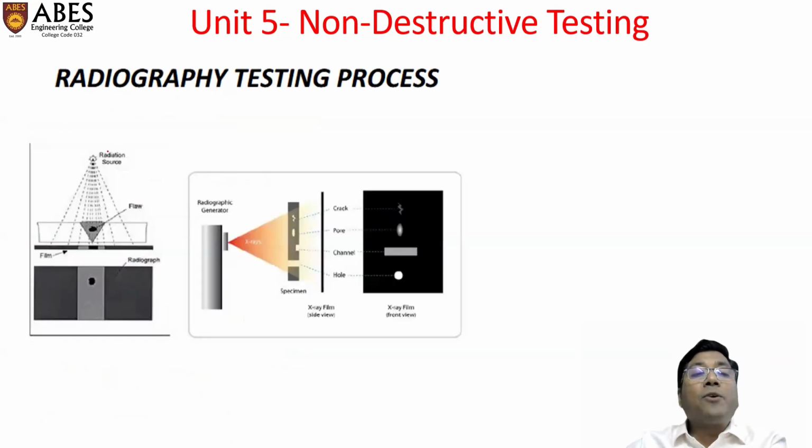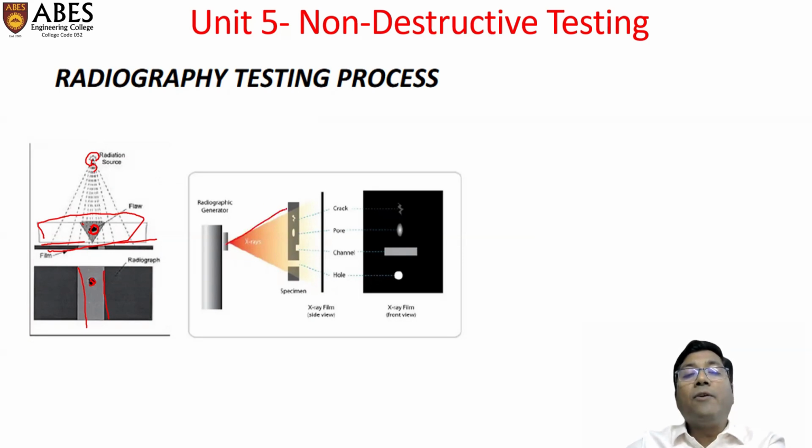So in the radiography testing process, we can see this is the radiation source, and this is the specimen, and there is a flaw inside this portion. So we'll apply a film over here, and this is exposed to this radiation source, and this will create an image like this, and the flaw will be seen here inside.